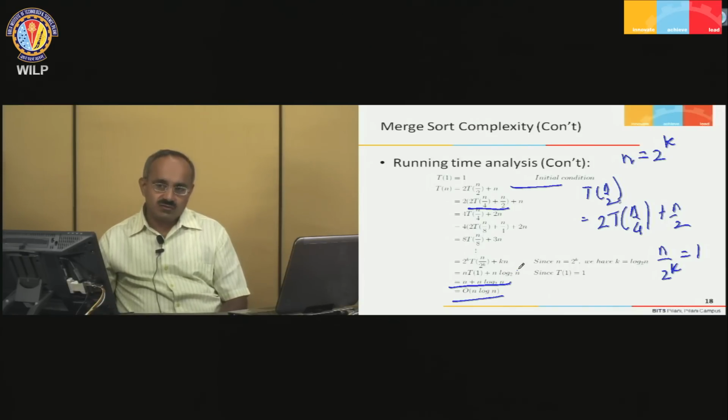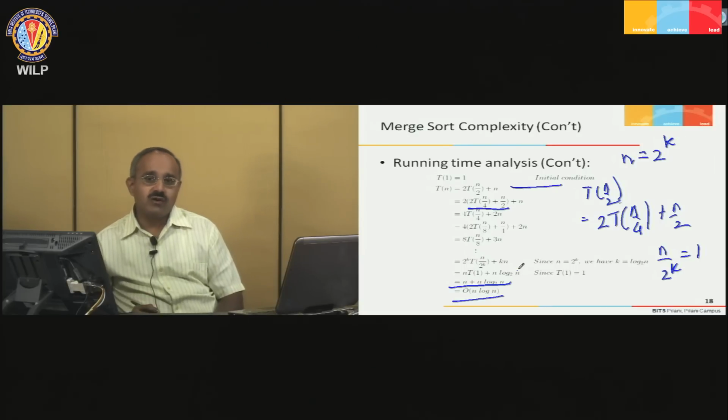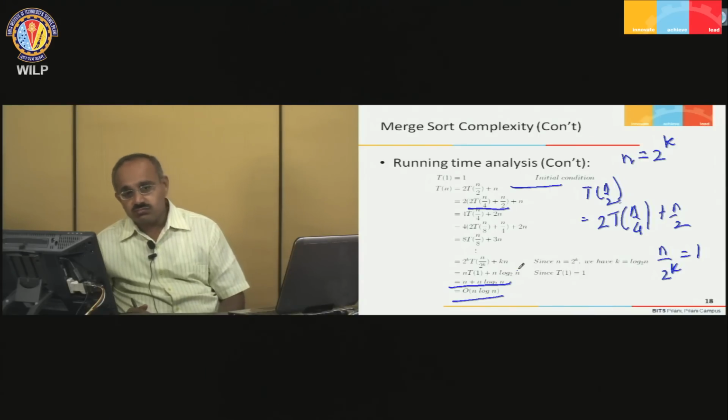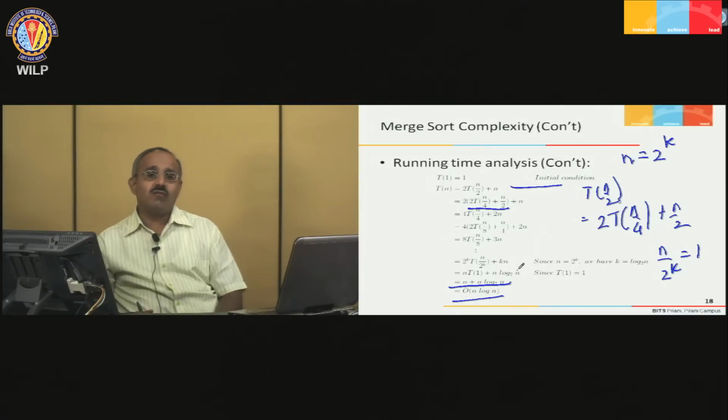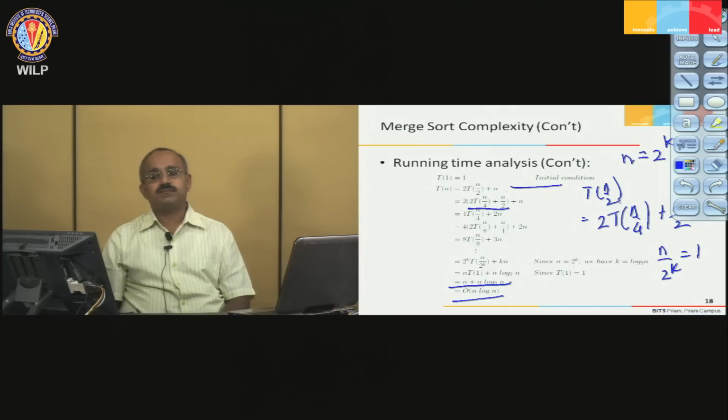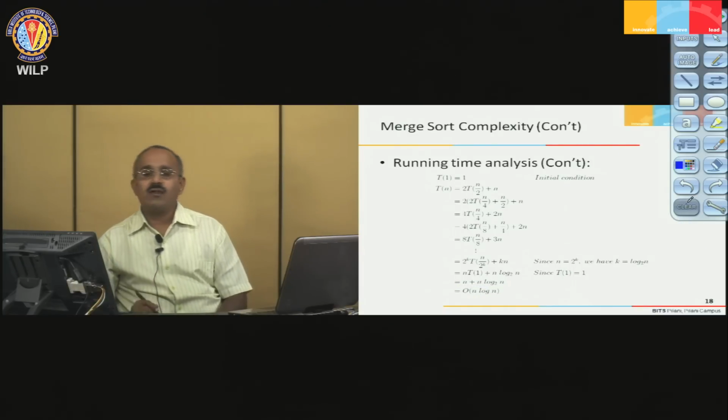Now, what can be observed, and is not difficult to do, is that this happens to be the best, worst and average case for the merge sort algorithm. Whether you have a sequence which is already sorted, in reverse order, or a random sequence, the complexity does not change, unlike insertion sort, where in the best case it was n and in the worst and average case it was n squared. That is an exercise which can be worked out easily and observed.